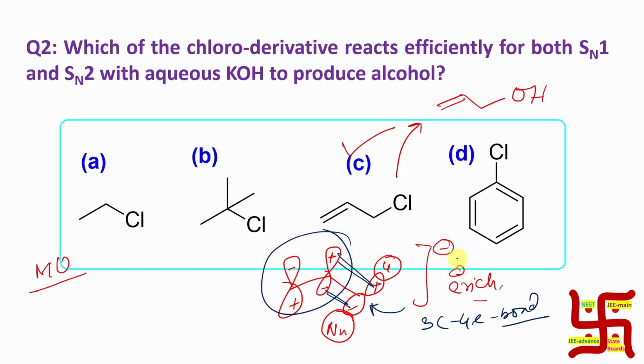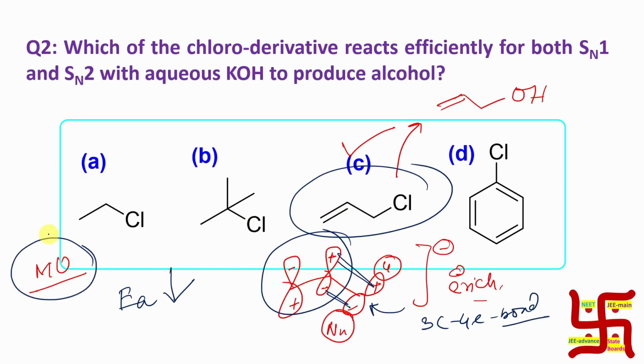Consequently, the transition state energy is reduced, and since the SN2 reaction is a one-step reaction, you can expect the activation energy also reduces. If the activation energy reduces, the rate of the reaction is enhanced. Consequently, allyl chloride shows very good reactivity for both SN1 and SN2. So this is the SN2 reactivity explanation on the MO concept. Please try to remember, it's very important.